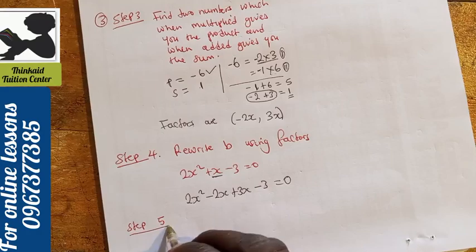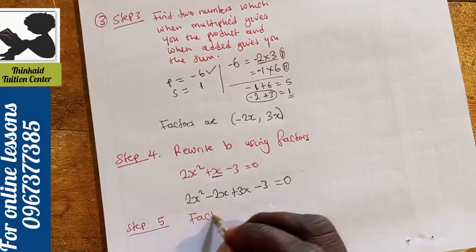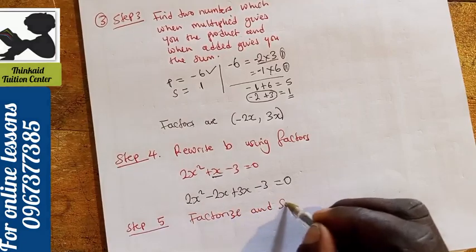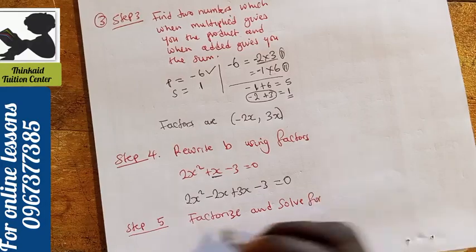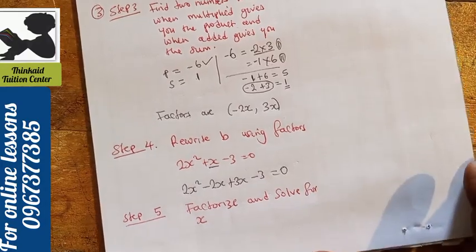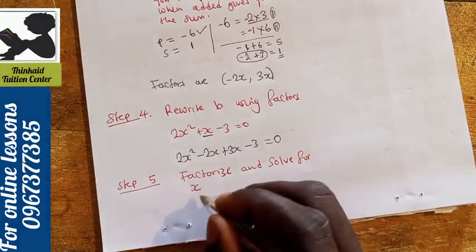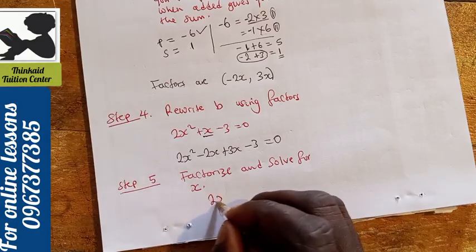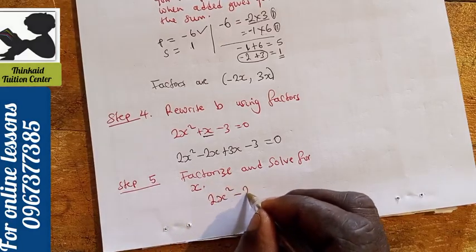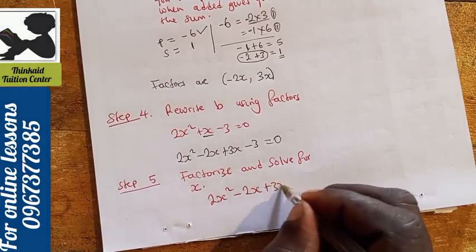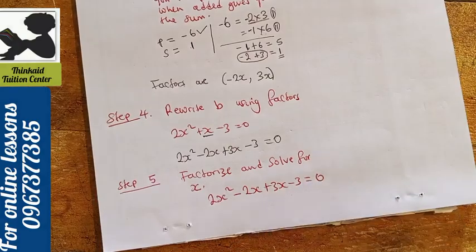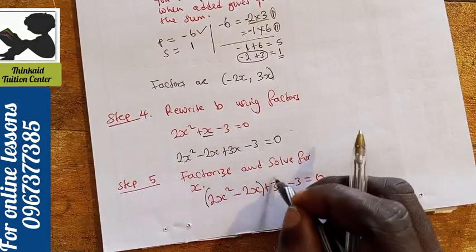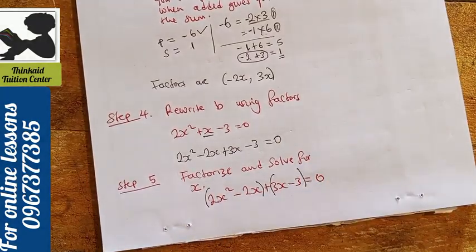Now step 5 says factorize and solve for x. So factorize and solve for x. So this will be 2x squared minus 2x plus 3x minus 3 is equal to 0. If we are to factorize, meaning we're going to group them into 2 pairs and start factorizing.